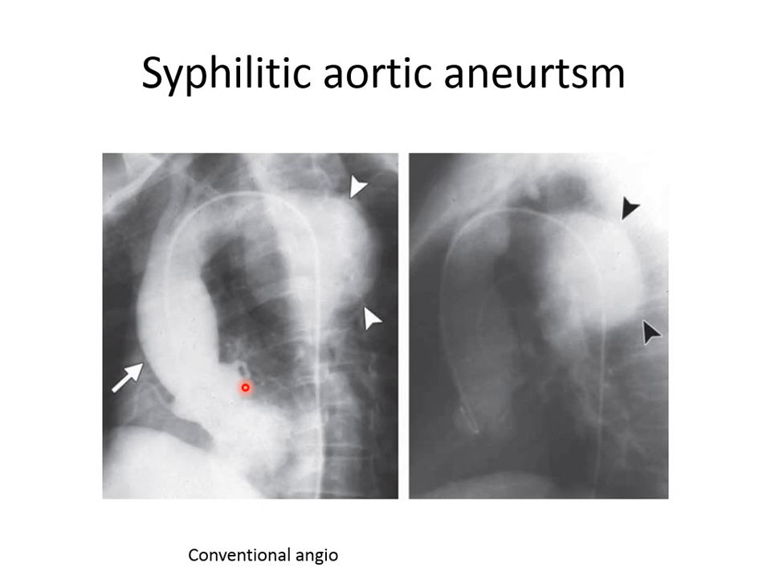Syphilis mainly affects the ascending aorta and mainly causes aneurysm of the aorta. It can cause aortitis, can affect the valves, can even affect the coronary arteries. But the special entity of it is the aneurysm. Here we have conventional angiography showing a fusiform aneurysm of the ascending aorta and a saccular aneurysm of the proximal descending aorta. So it can cause fusiform or saccular aneurysm. Of course, we should combine it with serology to diagnose it.